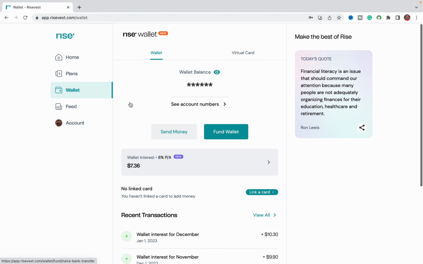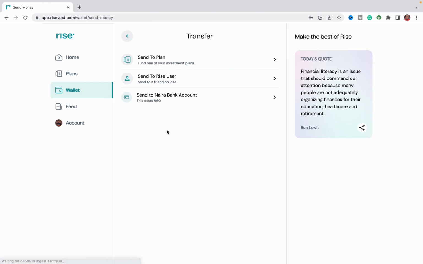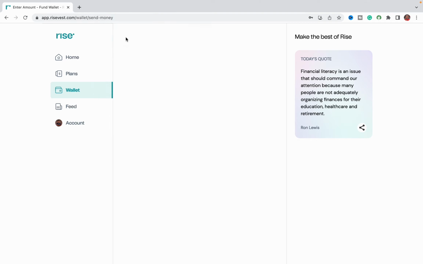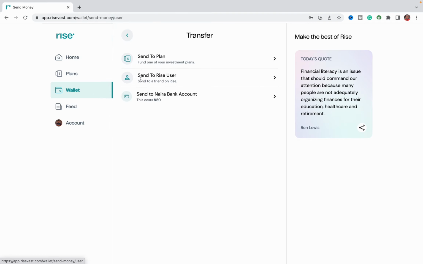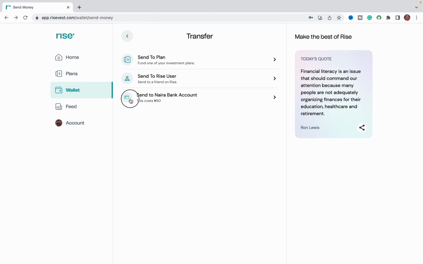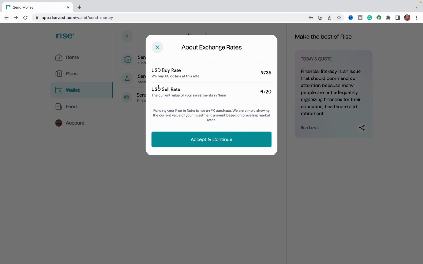balance. And then if you want to withdraw your money from the Risevest account, all you do is click on send money. That is how you send money to a plan because you want to invest, or you send money to another Rise user, you use their email address or their username, or you send money to your own account. So basically, when you buy at 735, you do not sell at 735. When you want to withdraw your money, you withdraw at 720.